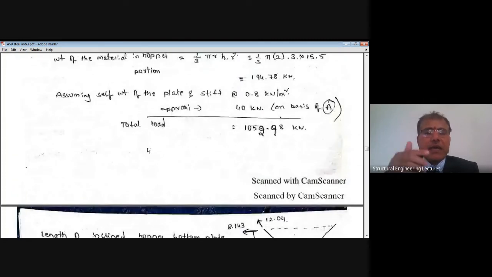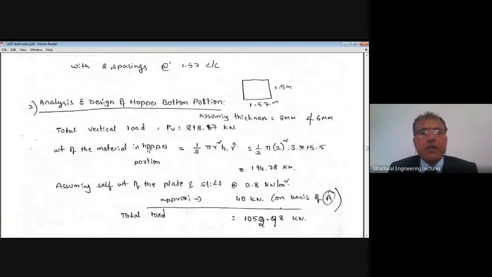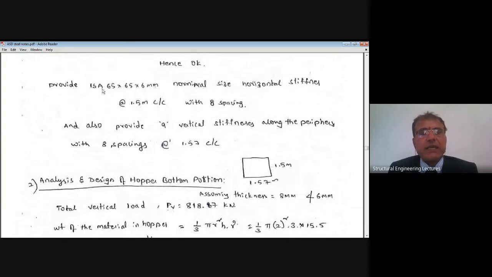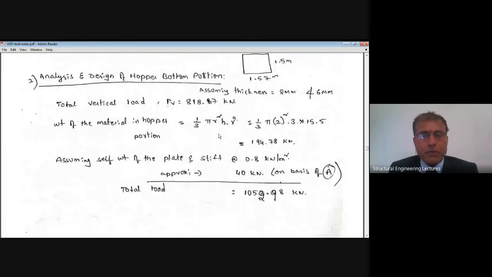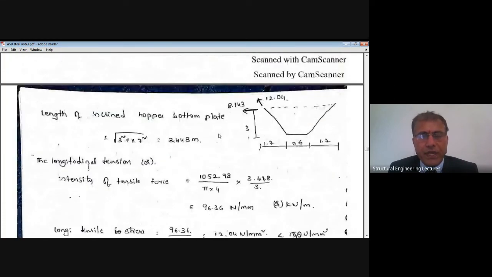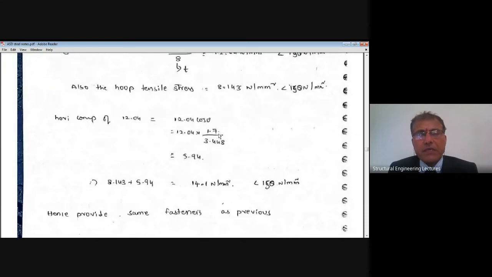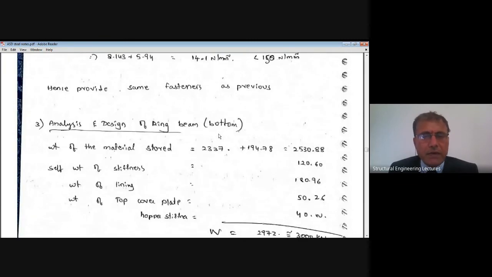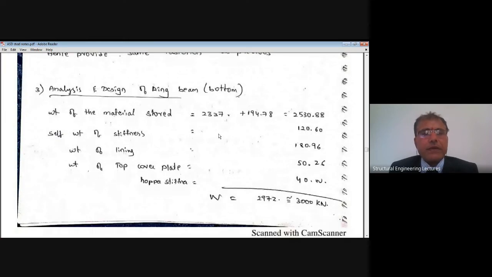Similarly, you provide the same ISA 65 by 65 by 6 mm stiffener along the horizontal direction as well as the sloping portion, what I have already shown in the previous sketch, right? Like this, ISA 65 by 65 by 6 horizontally as well as in the sloping portion also. We have shown a figure of this silo in the starting of this discussion, right?